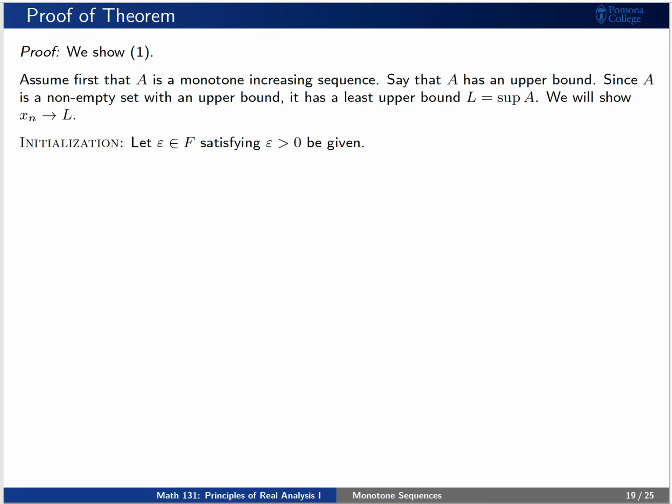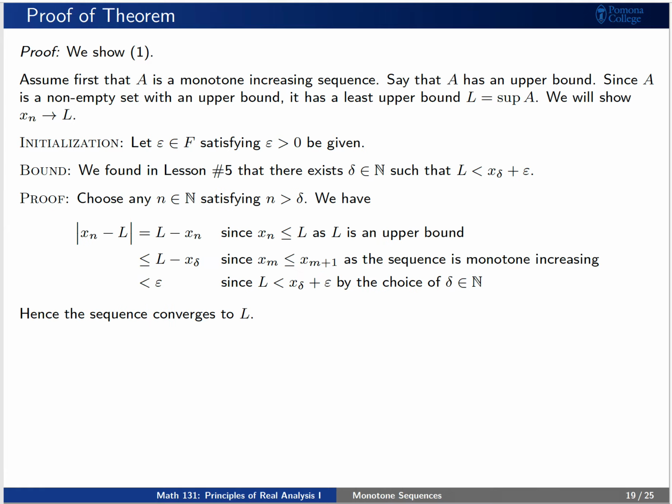To do so, let's let epsilon positive be given. Since L is the least upper bound, we found before that we can always find a delta such that x sub delta, an element of the sequence A, is as close to L as we would like for it to be. That is, there's a number delta such that x sub delta plus epsilon is greater than L.